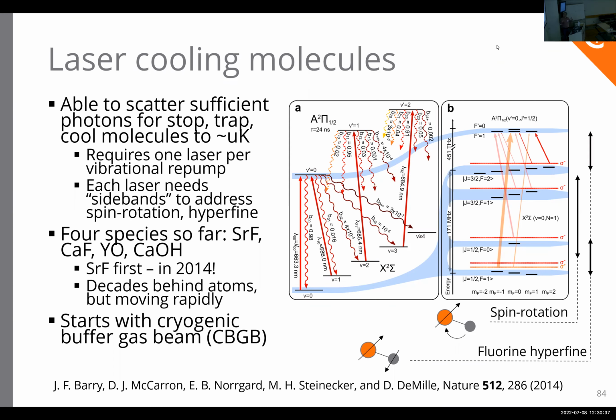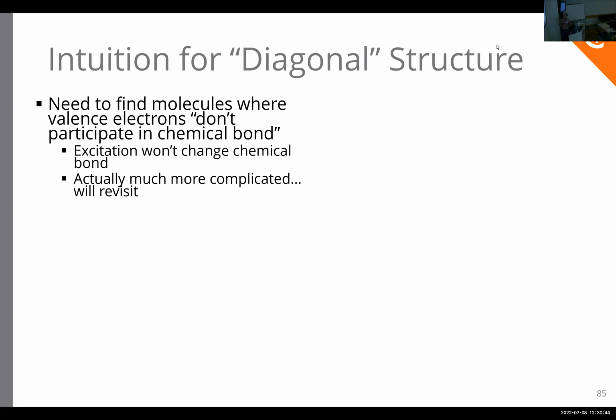So now, how did people figure out these molecules? Did they just guess? No, there's some good intuition for when you can find this type of structure. In some sense, you need to find a molecule where the valence electron doesn't participate in a chemical bond. What do I mean by that? In other words, whether you excite or de-excite the electron, that potential energy surface doesn't change. The potential energy surface is a property of the bond. So you want something where the chemical bond just doesn't care what state that valence electron is in.